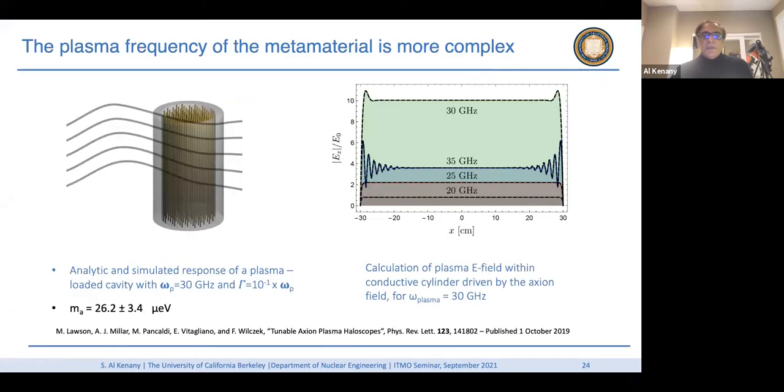So what is this exactly? They suggest that the plasma frequency in a metamaterial is complex. The analytical and simulation results show the response of a plasma-loaded cavity with a certain omega here, 30 gigahertz, showing that the calculation of the plasma E field within a conducting cylinder is feasible, driven by the axion field for a plasma around 30 gigahertz. This will match a mass of 26.2 micro eV for the axion.